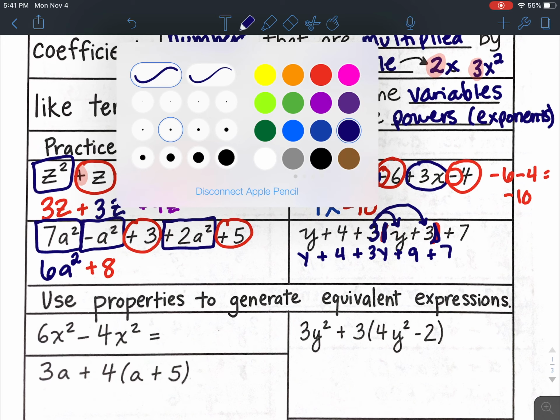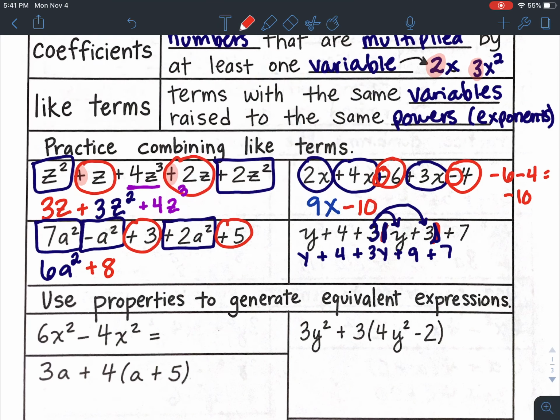Now I can combine my like terms. So here I see I have a y. Here I have that positive 3y. So y plus 3y gives me 4y. And now I'm going to combine my constants, just my plain numbers. I have that positive 4, positive 9, and then the positive 7. Well, I know that 9 plus 7 gives me 16, plus 4 gives me 20. So I have 4y plus 20.